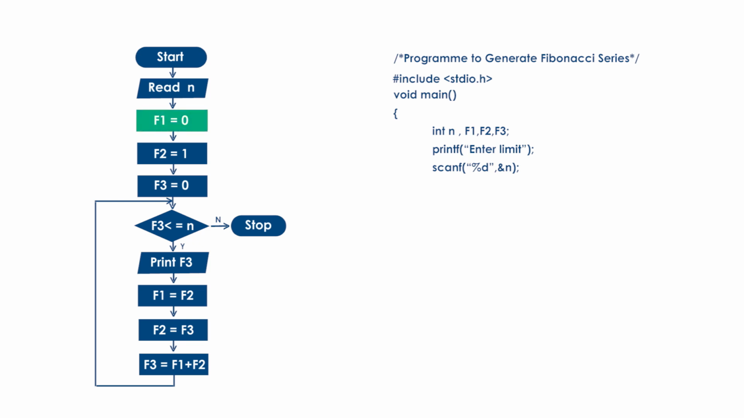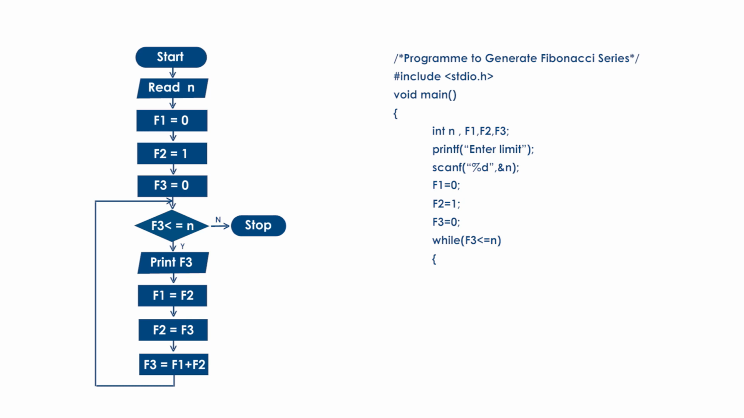Next step is to initialize f1 to 0. So write f1 equal to 0. Next, initialize f2 to 1. That is, write f2 equals 1. Next, initialize f3 to 0. Write f3 equals 0. Next step is a condition. Here you can see that this condition is part of a loop. We use while loop here. While f3 less than or equal to n, open curly brace.